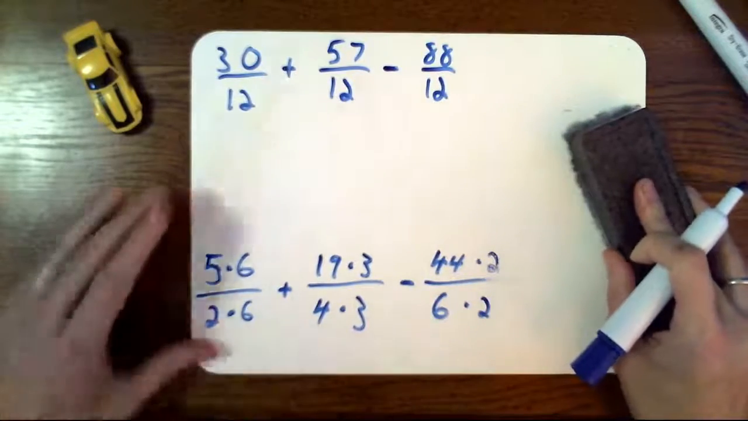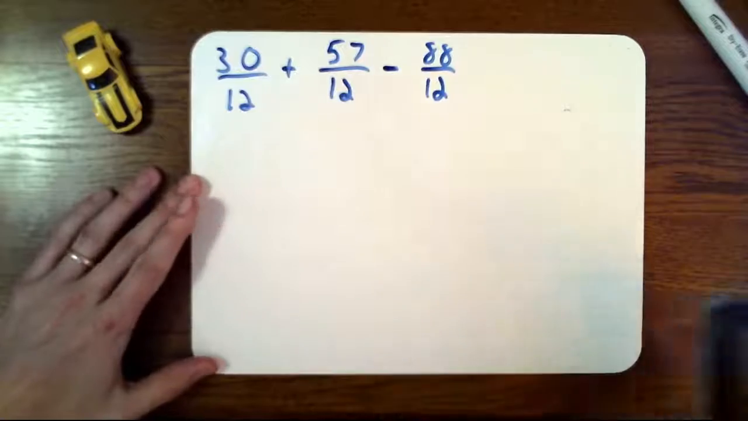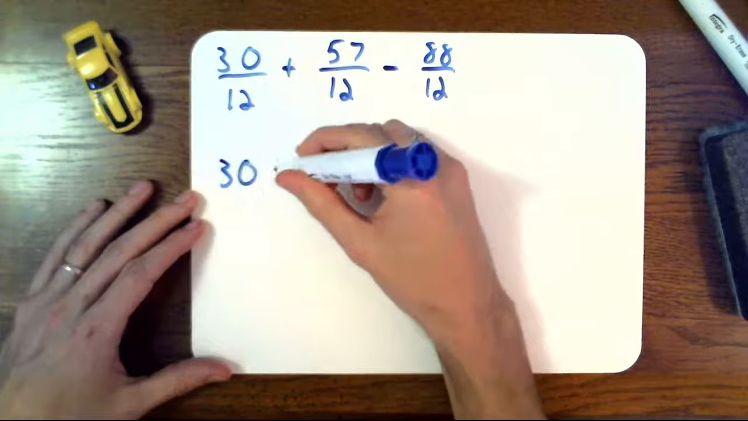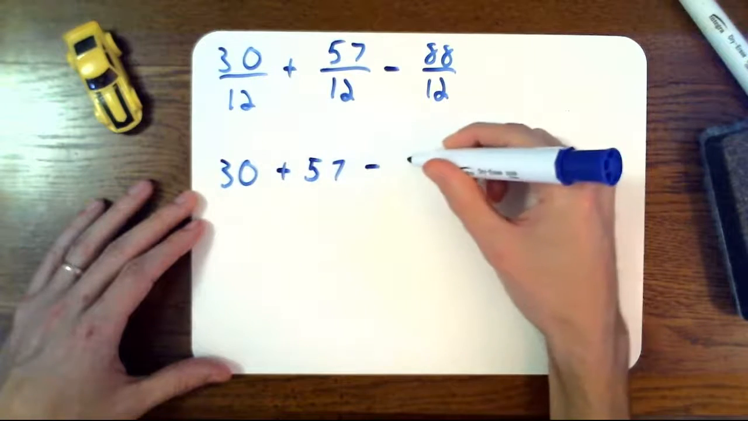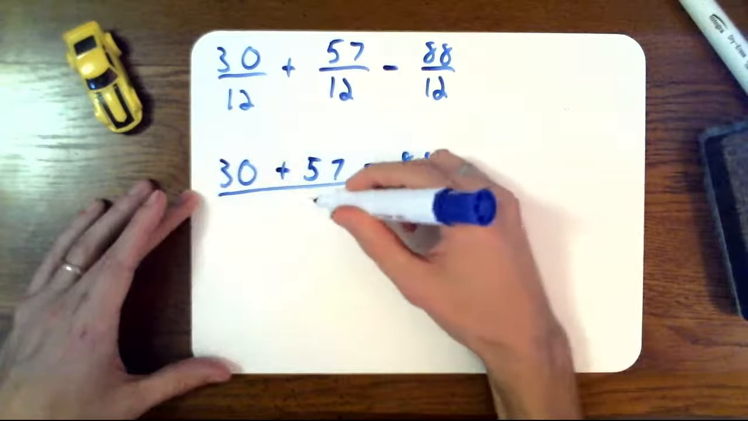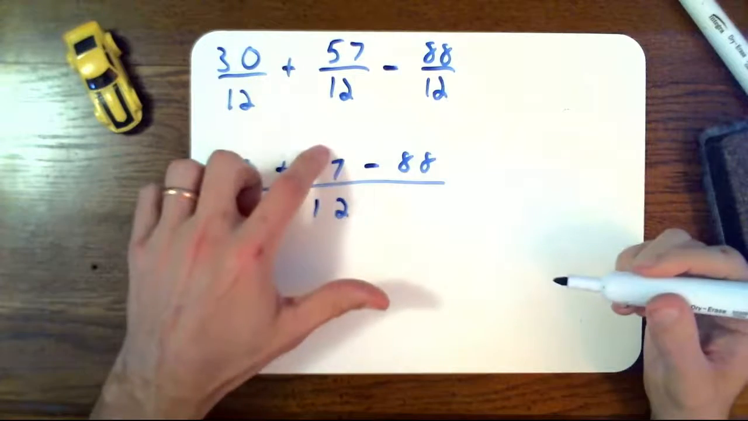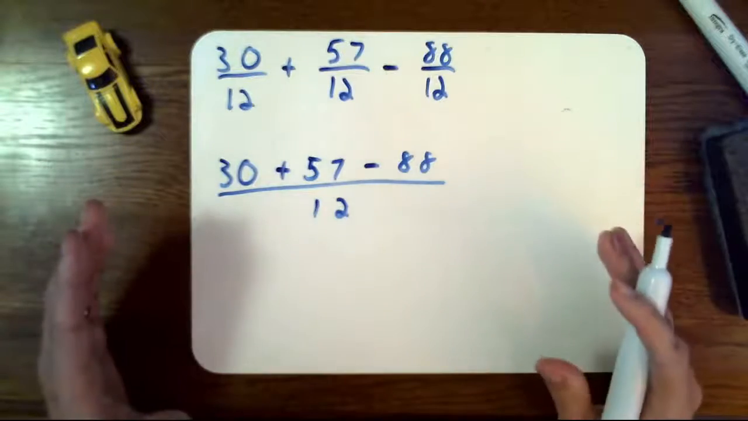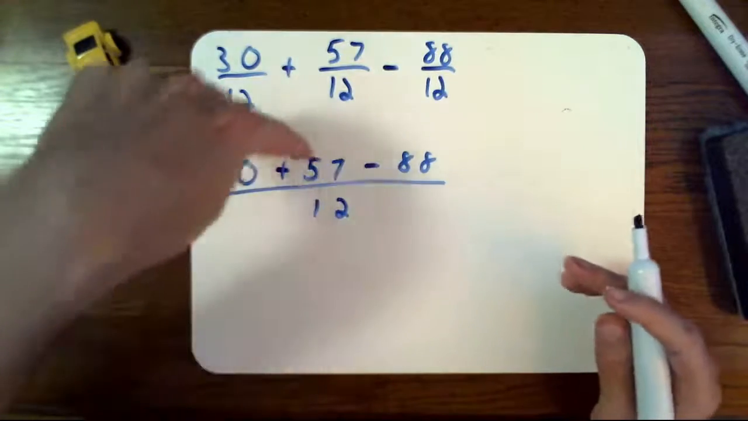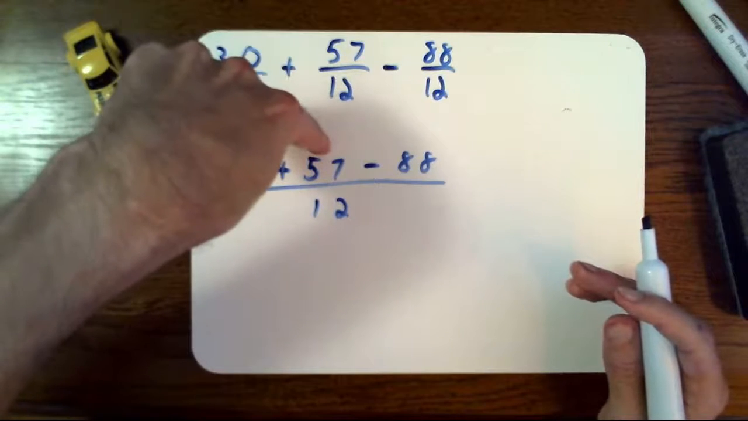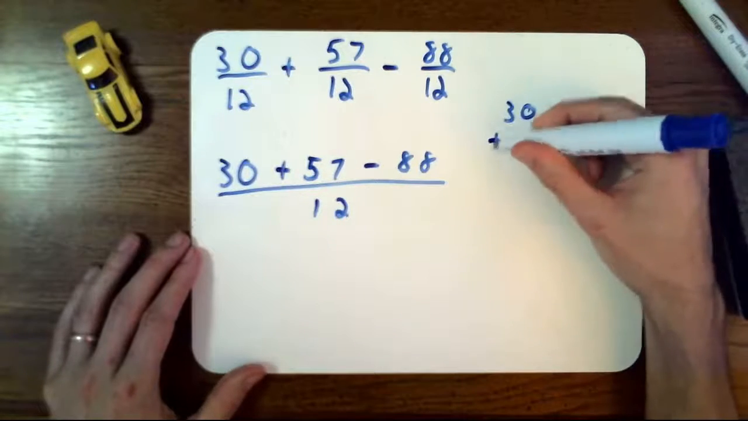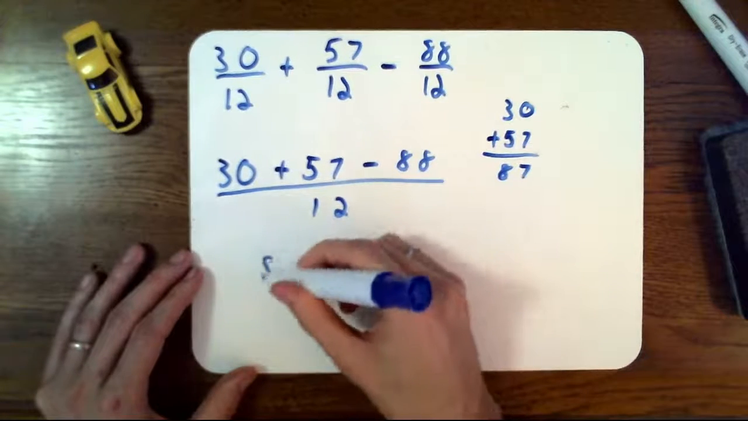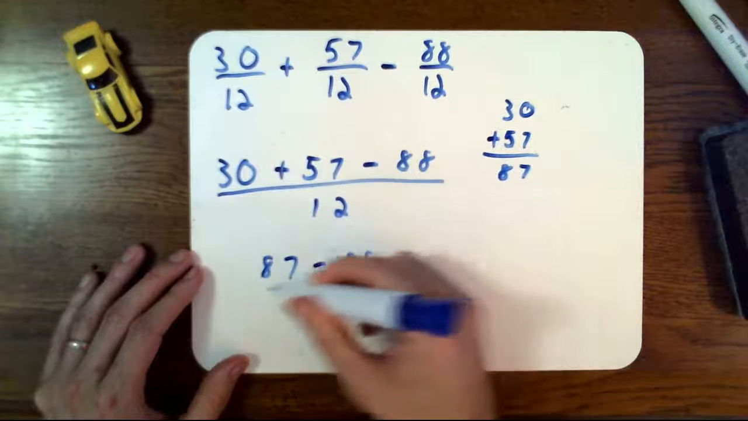So now that I rewrote it, I'm just going to wipe all that off. Now that all the denominators are the same, what we're actually doing is combining the numerators. So 30 plus 57 minus 88. And you can do this 2 numbers at a time. You don't have to do all of them. I'm going to do this addition here first. So 30 plus 57, that's a 7, that's an 8. So now I'm going to rewrite it 87 minus 88.